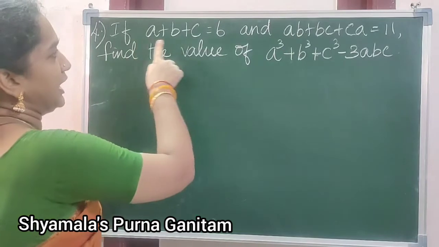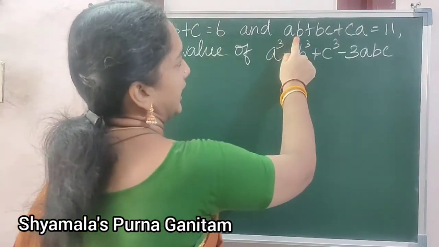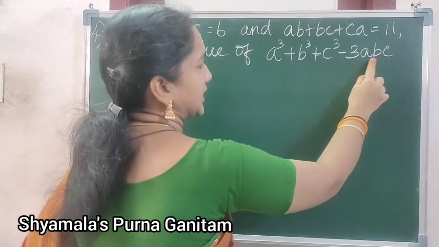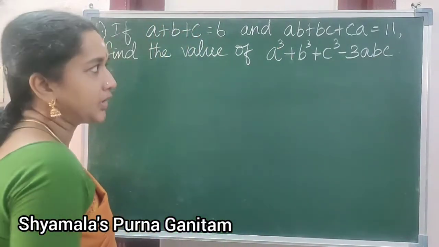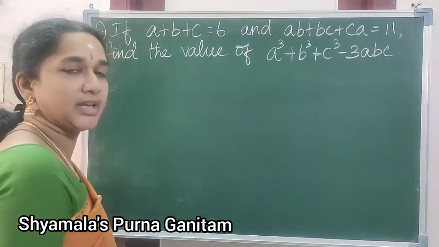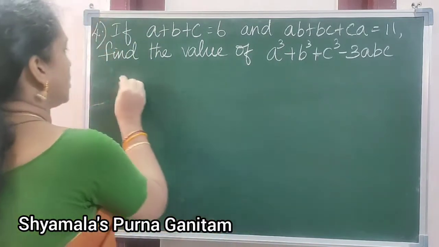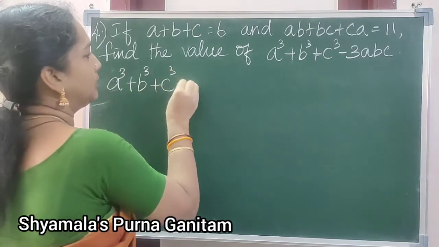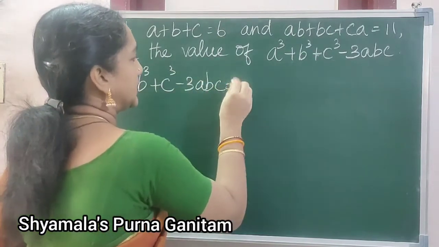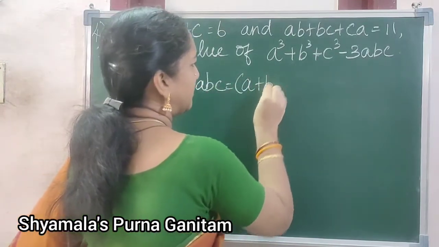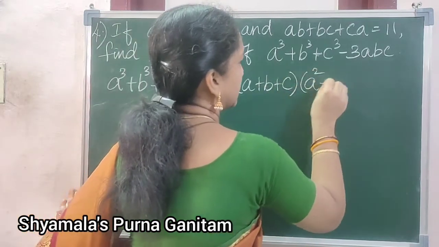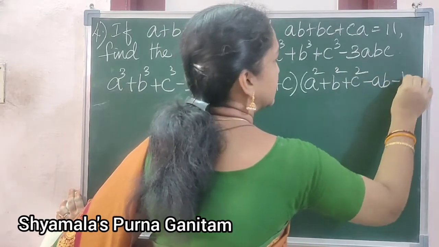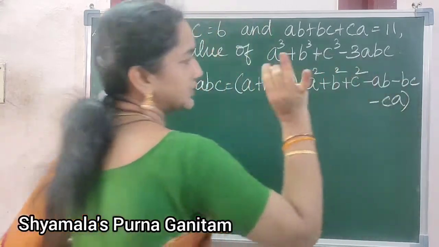Fourth sum. If a plus b plus c is equal to 6 and ab plus bc plus ca is equal to 11, find the value of a cube plus b cube plus c cube minus 3abc. This is the 8th identity. You are asked to find the value of that. So a cube plus b cube plus c cube minus 3abc is equal to (a plus b plus c) into (a squared plus b squared plus c squared minus ab minus bc minus ca). This is the formula.